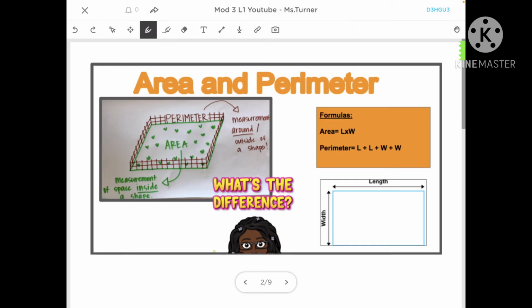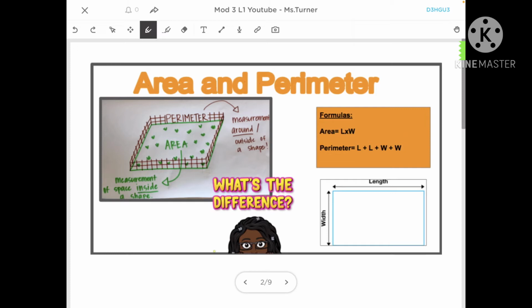So area measures the space inside of a shape. For example, you would use area when you're trying to figure out how much furniture can fit inside of your living room. Whereas perimeter measures the distance around the shape, how much space you have around the shape. So you would use perimeter when you want to build a fence.